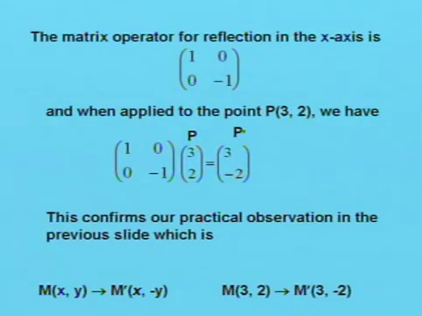This confirms our practical observation in the previous slide, which is if we apply matrix M to x, y, it will give us an image x, minus y. When we apply the matrix to the point 3, 2, we will have the image 3, minus 2.